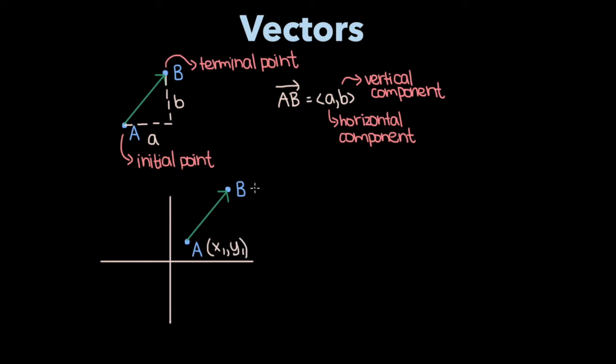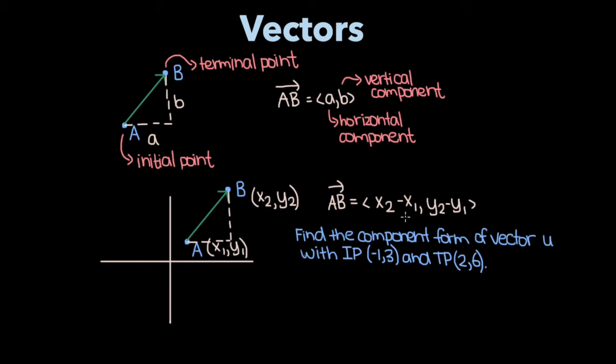And just to continue with our vector AB, if the initial point A has the coordinates x1, y1, and the terminal point B has the coordinates x2, y2, then the vector AB will have a horizontal component, which once again is this sort of component of the vector, will be x2 minus x1, and the vertical component of the vector, which is this, would be y2 minus y1.